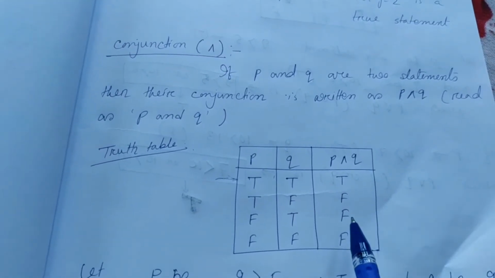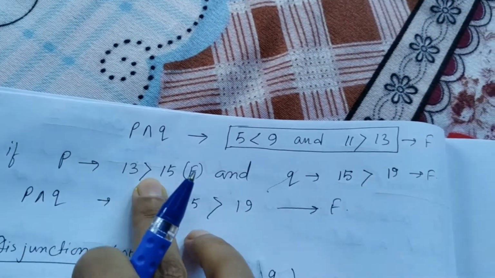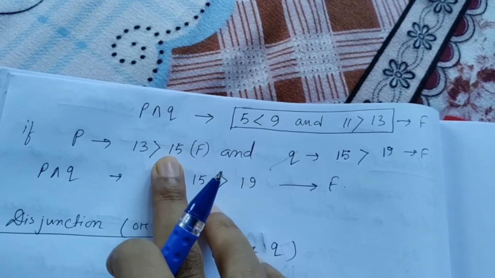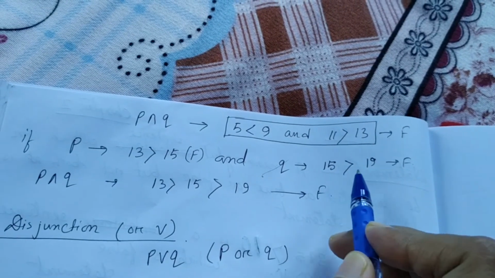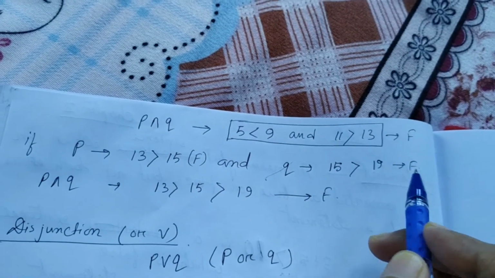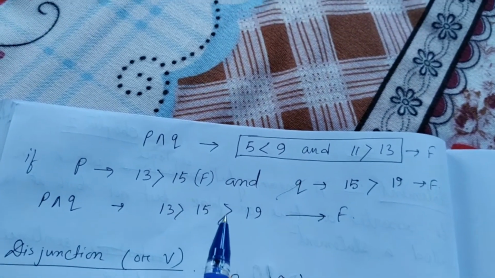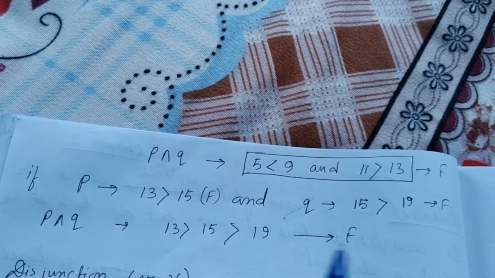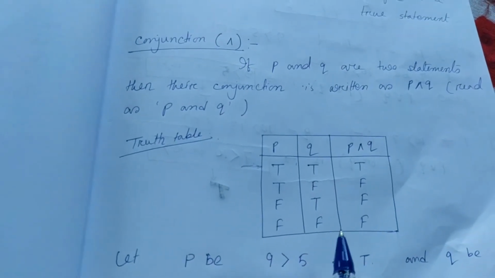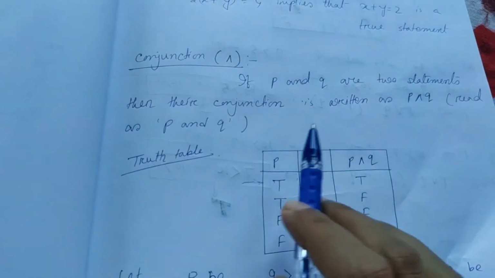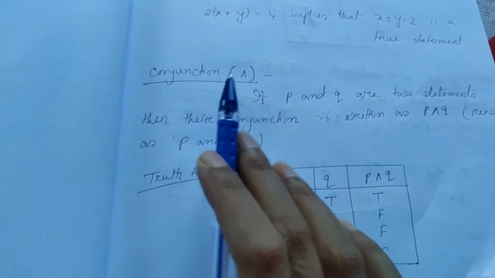P conjunction Q as false statement. Now see here, if P is a false statement, if I write 13 greater than 15, it is a false statement. And Q, if I write 15 greater than 19, it is also a false statement. So if I combine these two statements, I can write 13 greater than 15 and 15 greater than 19, so it is again a false statement. So if I write P false, Q false, then P conjunction Q will be false. So this is the truth table of the statements P and Q using the conjunction property.